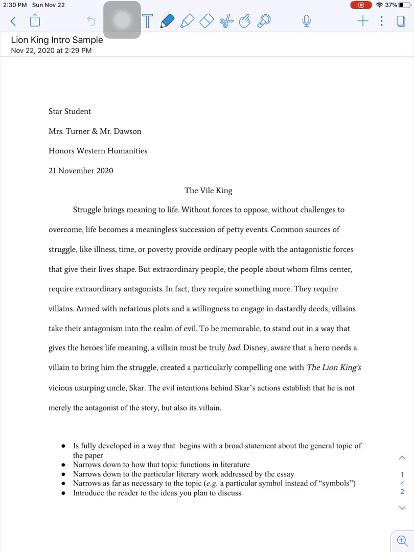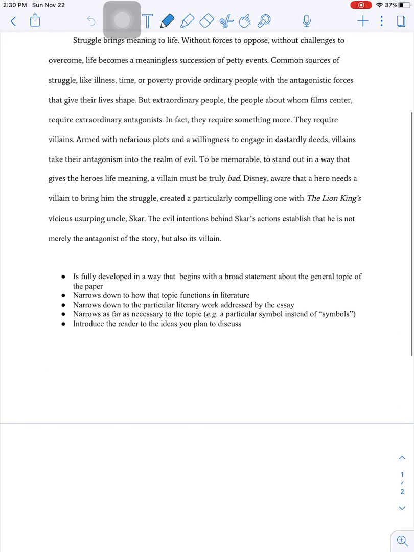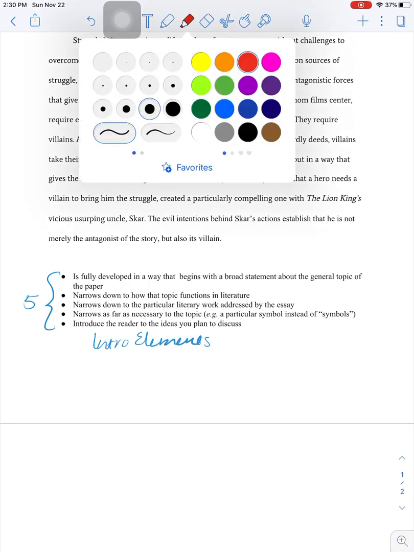At the bottom of the document, you see down here the elements that I'm looking for in an intro paragraph. So you can just see introduction elements, and there are 5 of them. And what we have, just so you know what the goal is, what we're looking for, we are looking for an introduction paragraph that is fully developed in a way that begins with a broad statement about the general topic of the paper. So the first thing we're going to do is highlight that in a specific color.